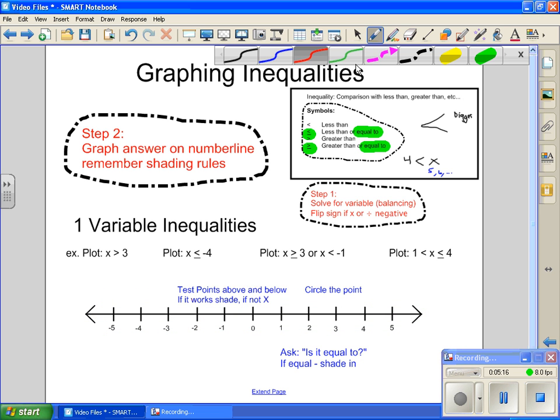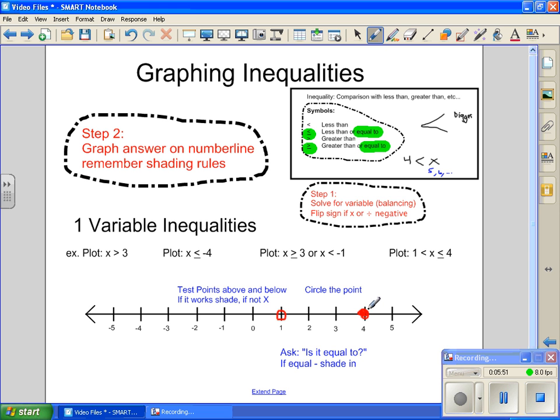Now the last one we have is x. This means x is bigger than 1, but less than or equal to 4. So x is in between this region. First we're going to look at the left side. We're just going to look at 1 is less than x. So we circle 1. Then we look at the right side. x is less than or equal to 4. So we circle 4. Can x equal 1? No, so it's left open. x equals 4, so you shade that side in.